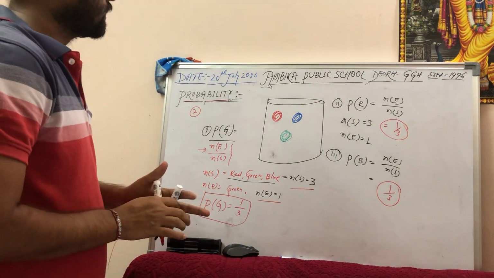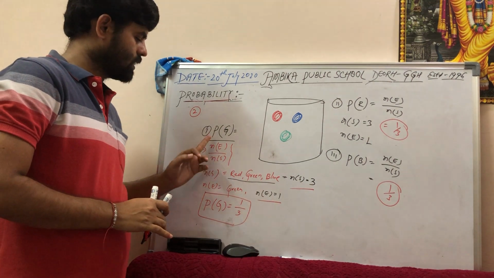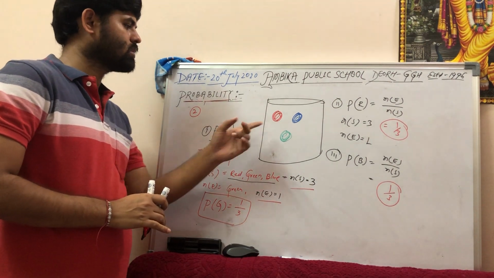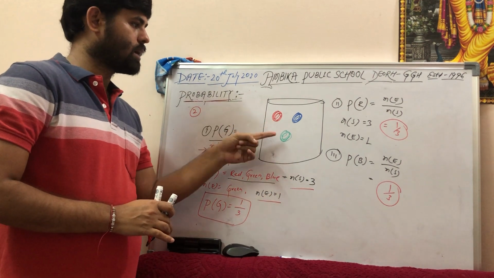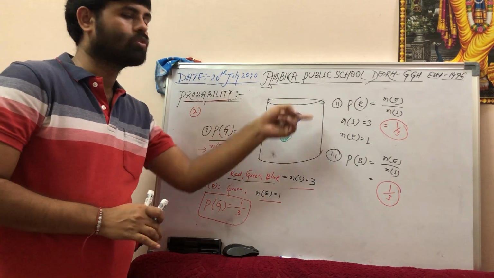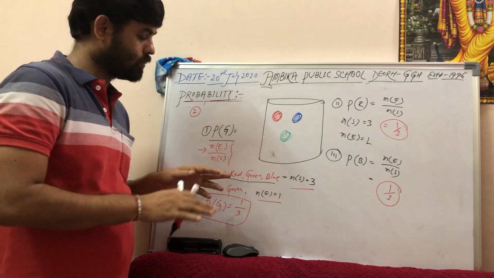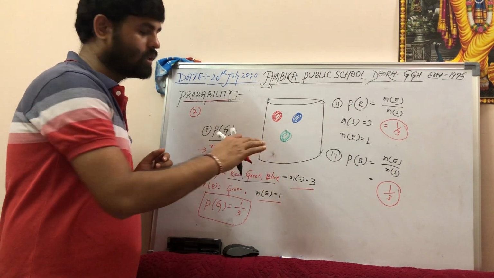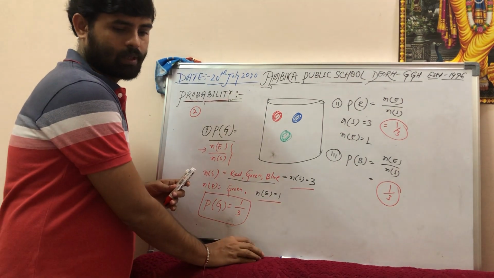So you can see that it is so easy to understand, right? Number of events by number of sample space. Event means which particular event you are doing, and sample space means all the possible outcomes, the whole set of possible outcomes. So the possible outcomes are red, green and blue. So these are the questions you can see.